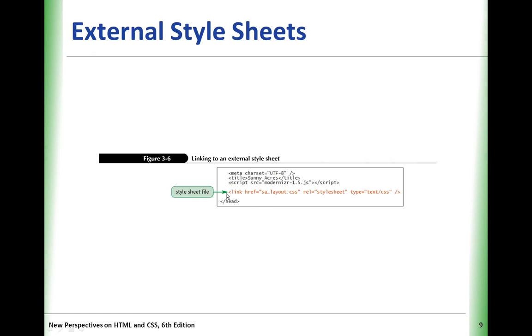To link to an external style sheet, you'll use link href equals, and we've been using this all along, and then the name of the file that we're linking to in quotation marks. The relationship is a style sheet, and the MIME type, it's a text CSS style sheet. It goes in the head of the document.